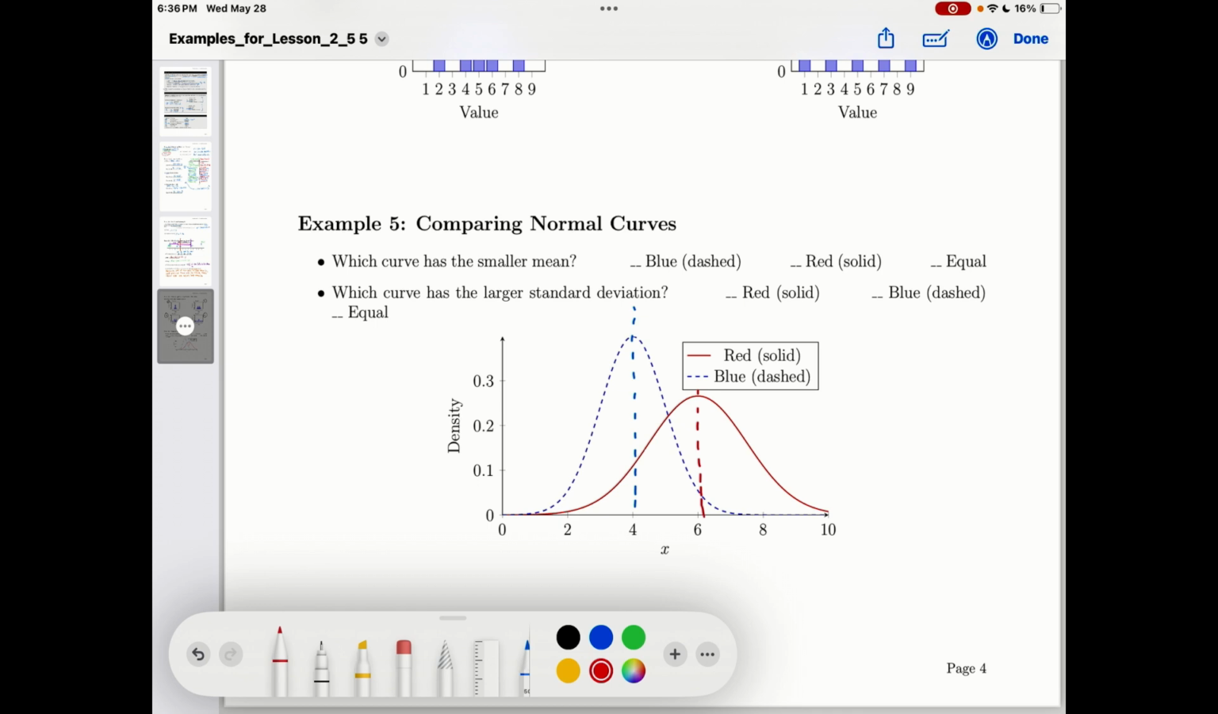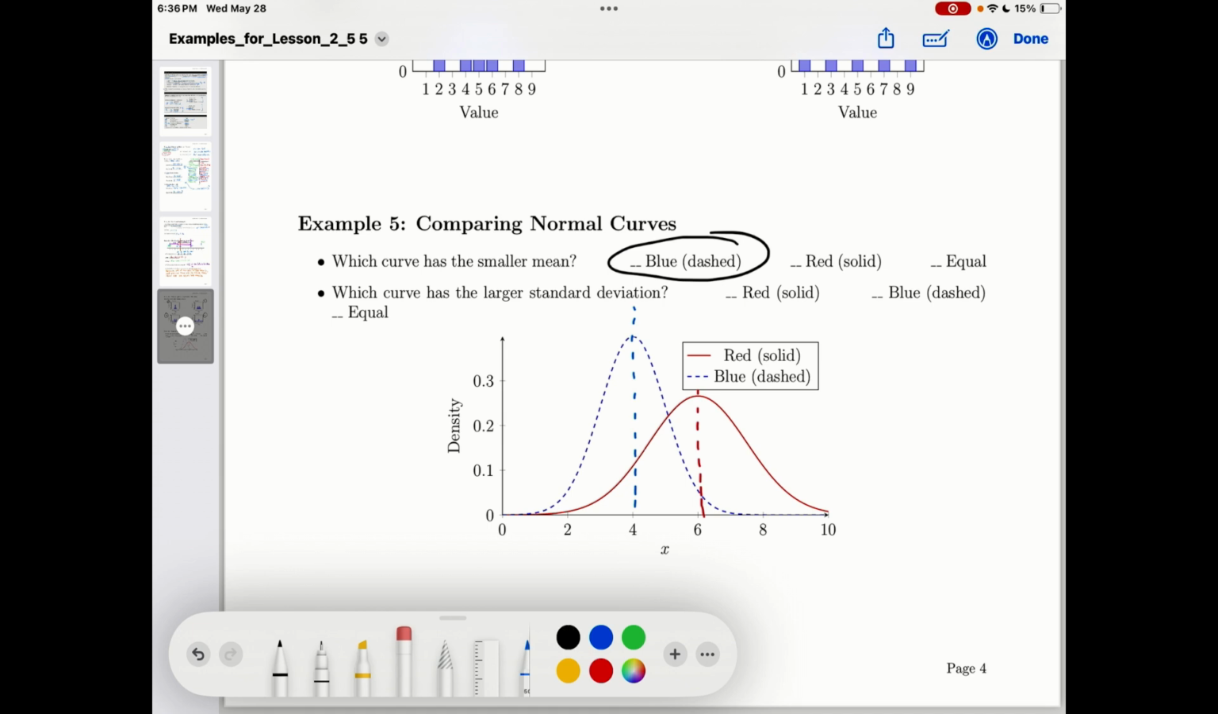is going to be at 4. For the red graph, the mean is going to be at 6. So the blue dashed normal curve is going to be the one with the smaller mean. It has a mean of 4 compared to the red graph, which has a mean of 6.